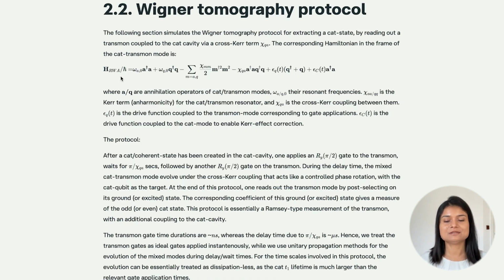The corresponding Hamiltonian consists of the number operator for the CAT and the transmon mode, the self-Kerr terms for each of these modes, the cross-Kerr coupling term between the CAT and the transmon, an X drive connected to the transmon, and a Kerr correction drive connected to the CAT cavity.